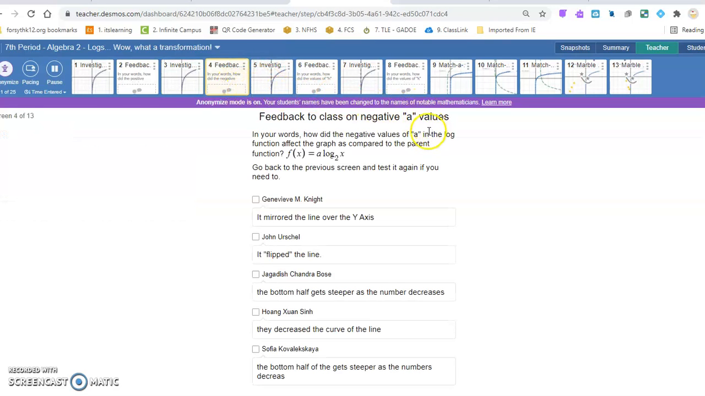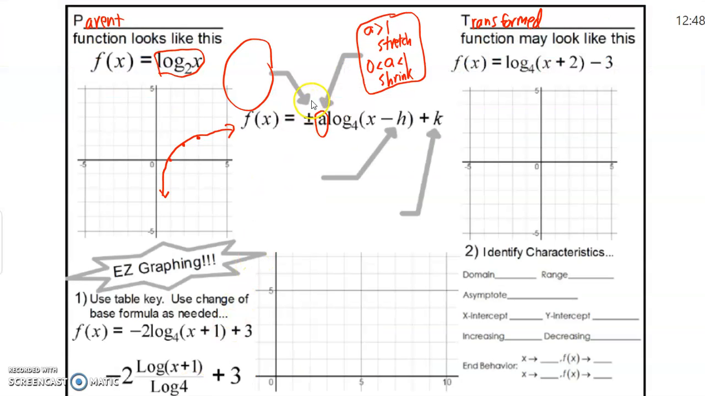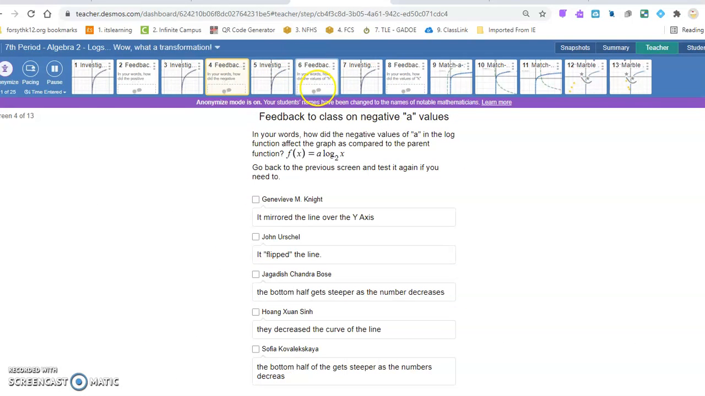If you get negative values, then I like this. It's mirrored the line over the y-axis. We'll see more on that. Another one really good. It flipped the line, and some other folks had some different ideas, but it did. It flipped the line. Okay, so when this is negative, we get a flipped version. You'll see this one down here is going to be a flipped version. You're going to see that in that graph. If it's a positive, it's just normal. I don't need to say it's unflipped or whatever, but it's just normal. It's not flipped.